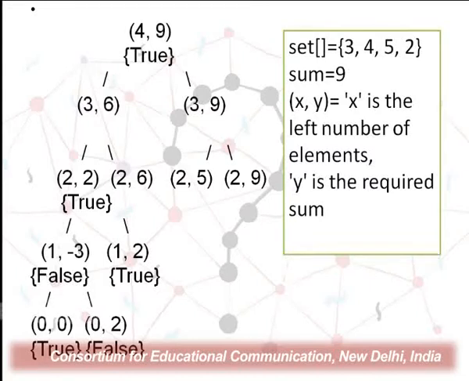Now let us consider this tree from the bottommost node, which is a leaf here. So 0, 2 means 0 items left for consideration, and the weight we need to achieve is 2. With 0 items we cannot achieve weight 2, so it is false. But yes, with 0 items we can achieve weight 0, so we can give true. Coming to the level above, 1 comma minus 3, the sum is negative, so this is not possible, we will give this as false.